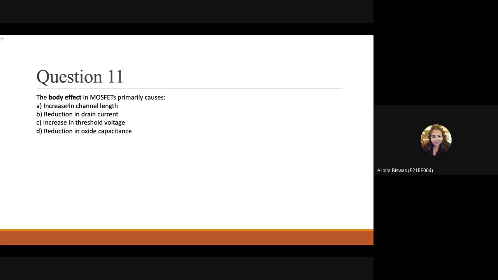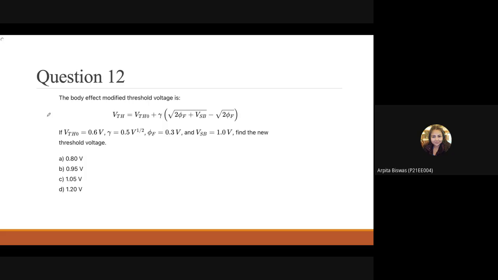So next, question number 11. The body effect in MOSFET primarily causes: increase in channel length, reduction in drain current, option C, increase in threshold voltage, and option D, reduction in oxide capacitance. Ma'am, option C, increase in threshold voltage. Yes, increases the threshold voltage. Right.